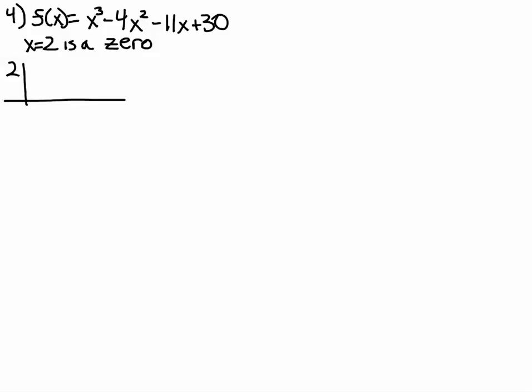X equals 2 is a 0 means we're going to do synthetic division. 2 is up in the box. 1, -4, -11, and 30 are the numbers across the top because they are the coefficients of the given polynomial. 1 moves down for free. 1 times 2 makes 2. -4 plus 2 is -2.